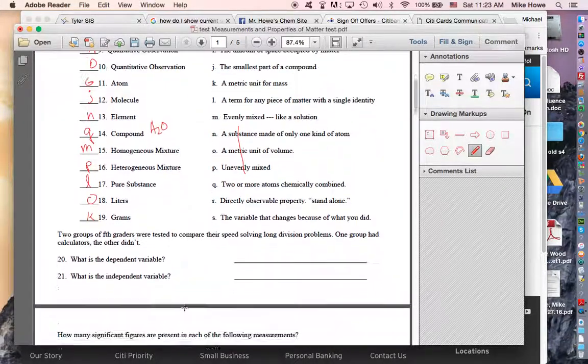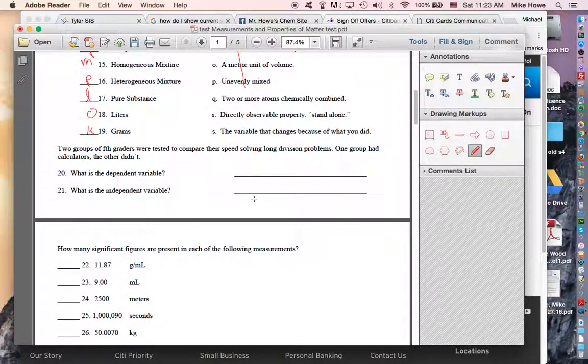Okay, now looking at this, these fifth graders with long division, what did they change? One group had calculators, the other didn't. So the independent variable was the calculators. The dependent variable, what happened because of what they did? Well, how fast they could solve the problems was related to whether they had calculators or not. So that was the speed of solving.